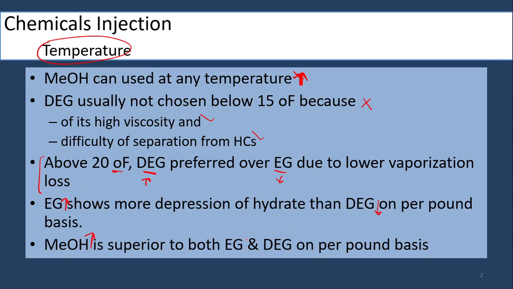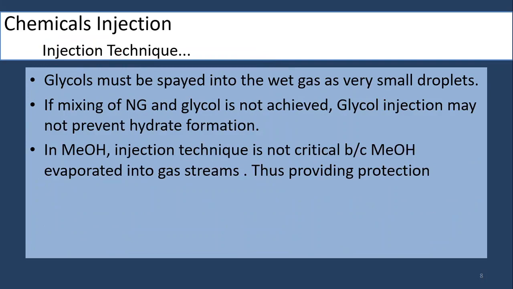Then ethylene glycol is the second one, and after that diethylene glycol is the third one. So if you compare all these things, methanol can be a better option as far as temperature is concerned, because it can be operated at any temperature and it has very good hydrate depression on a per pound basis. Now we come to the injection techniques.